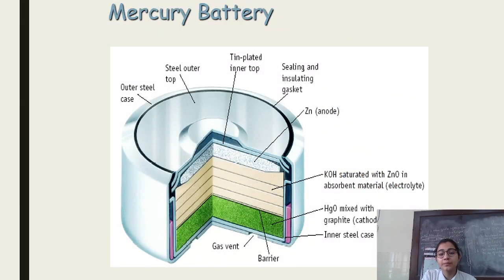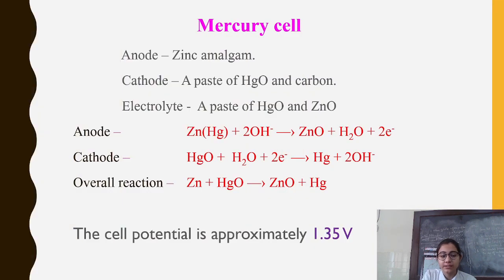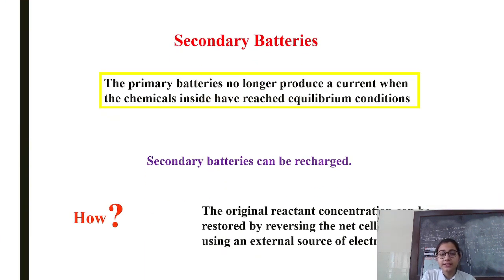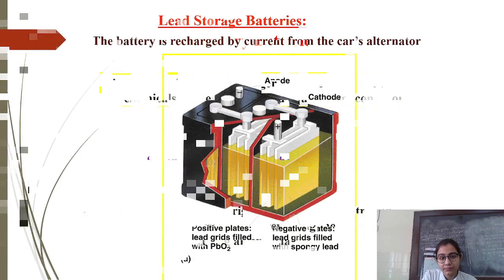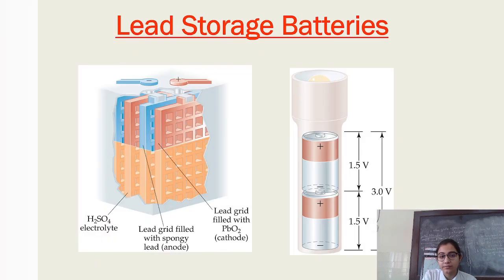This is the diagram of a mercury battery. Mercury cell. The cell potential is approximately 1.35 volts. Secondary batteries. These are batteries that can no longer produce a current once used up, but they can be recharged easily. Lead storage battery. This battery is recharged by a current from the car's alternator.